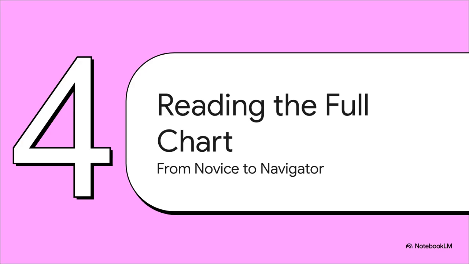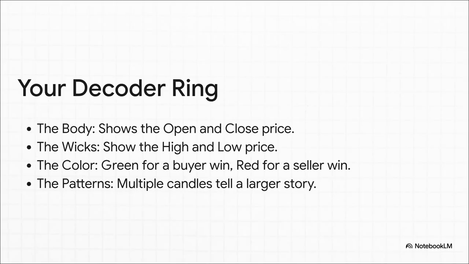And just like that, you've got the building blocks. You've learned the alphabet, you're forming sentences. With these tools, you're no longer just staring at a chart. You're actually starting to navigate the story it's telling. So let's recap. This is your official decoder ring. The body gives you the open and close. The wicks show you the high and low. The color tells you who won: buyers in green, sellers in red. And the patterns? Well, that's when multiple candles start telling a much bigger story.